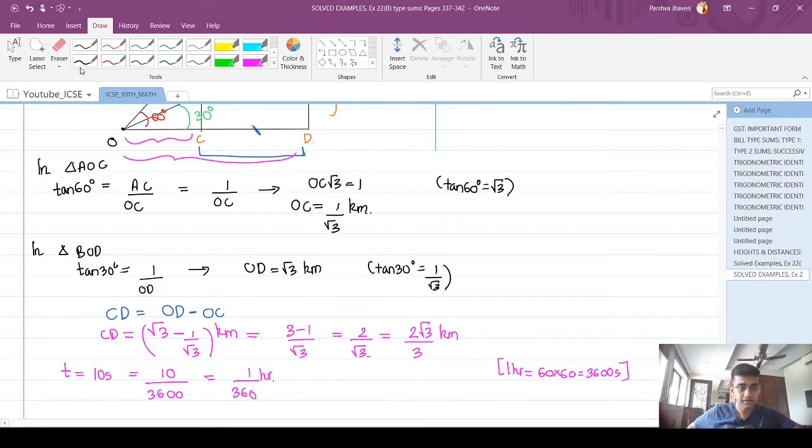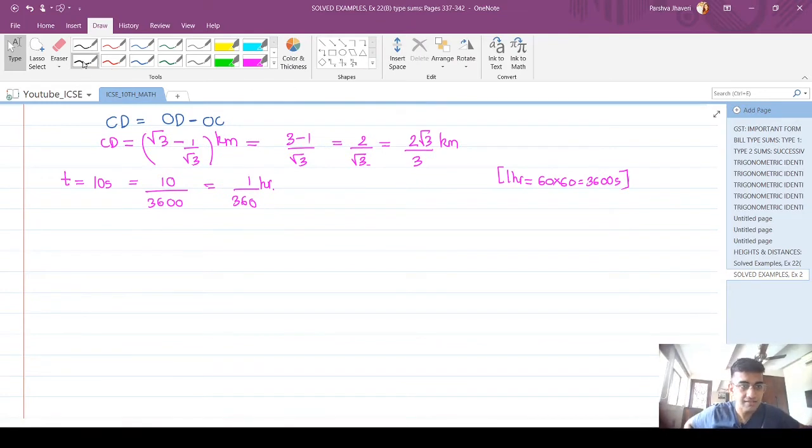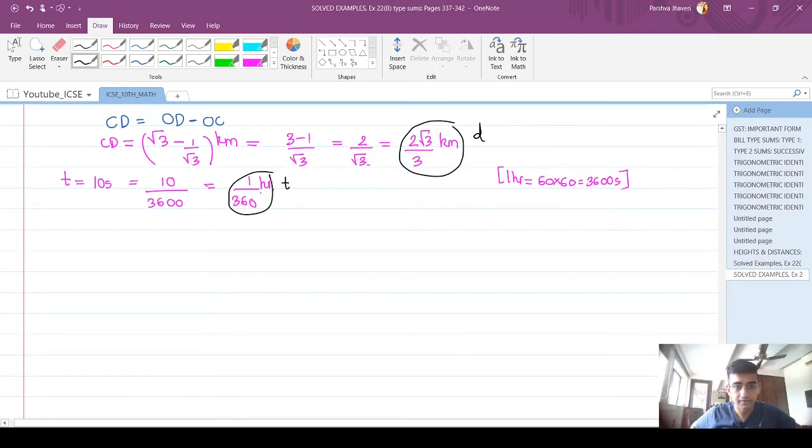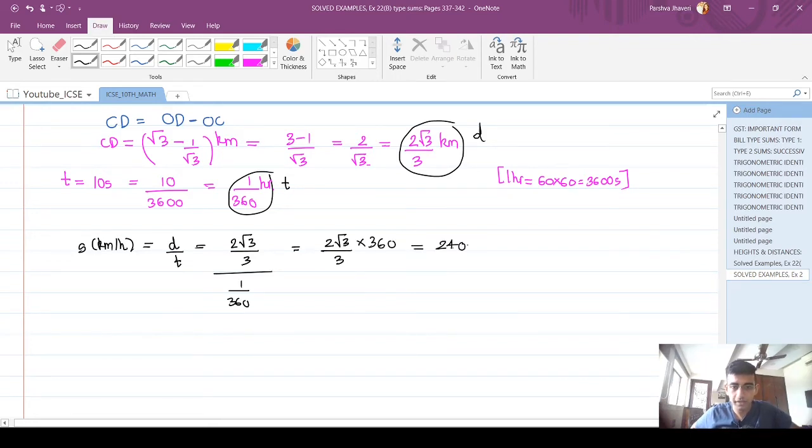Now the sum becomes relatively simple. They've asked us to find the speed. So we have the distance d, and we have time in hours. So speed in kilometer per hour, as they've asked us, will be distance upon time. That is 2 root 3 upon 3 whole upon 1 upon 360. The denominator's reciprocal happens. You get into 360. This will give you 240 root 3 km per hour.